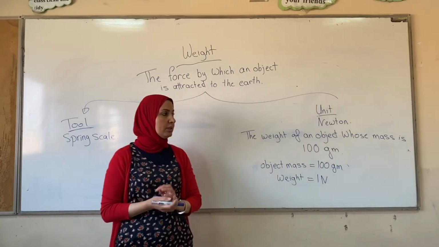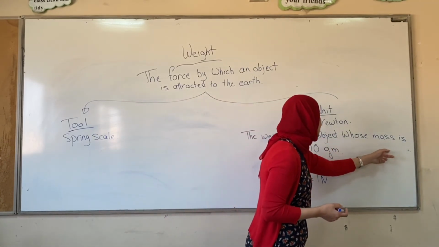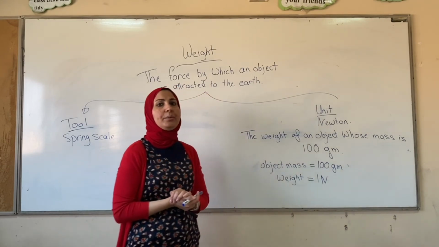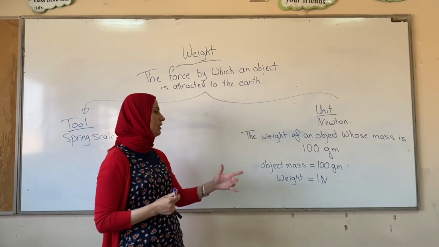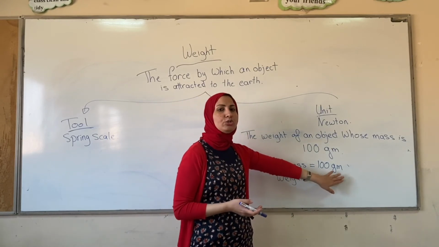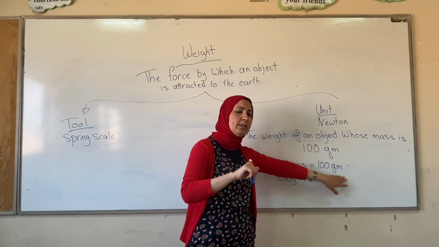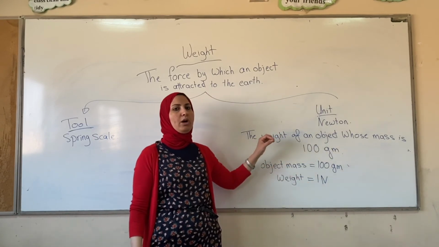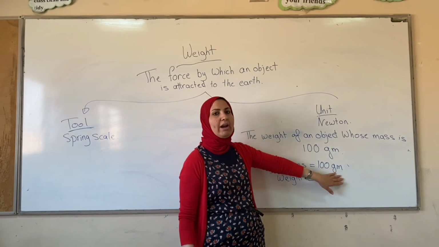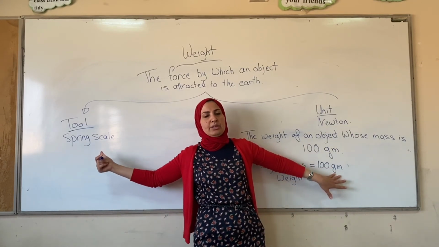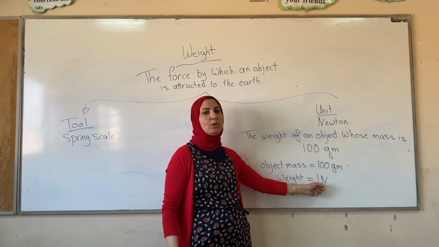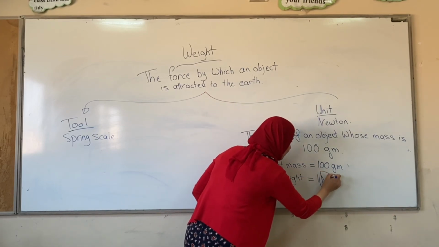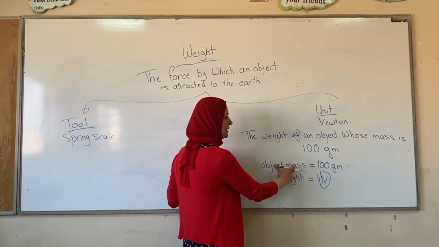What is the definition of Newton? It is the weight of an object whose mass is 100 grams. What is the meaning of this? They found that whenever I get an object and measure the mass, if the mass is 100 grams, then when I measure the weight by using the spring scale, I will find that the weight is equal to 1. 1 what? 1 Newton. So if I want to define the Newton, it is the weight of an object whose mass is 100 grams.